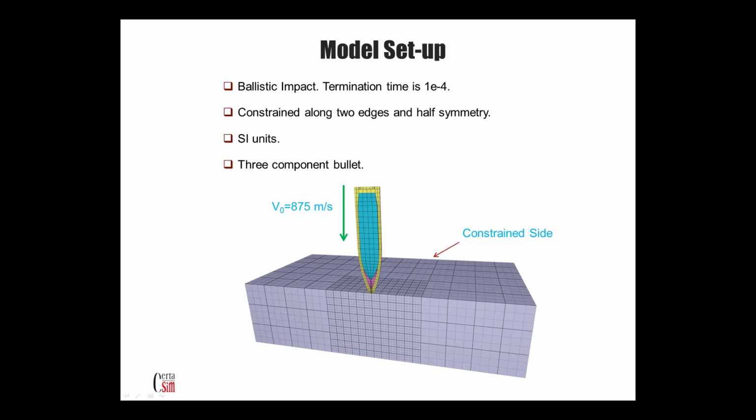We have half symmetry, and you can see we have a constraint here along two of the edges. We're using SI units, and we have a 3-component bullet coming in with a jacket, a core, and a tip, with an initial velocity of 875 meters per second. We have used cubic elements, and we have a refinement in the zone where the bullet is impacting the target.